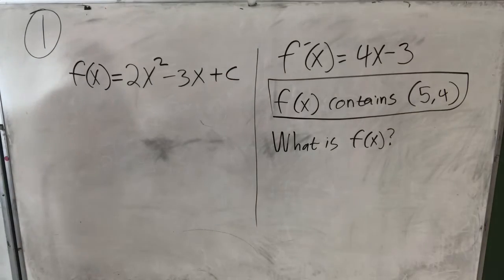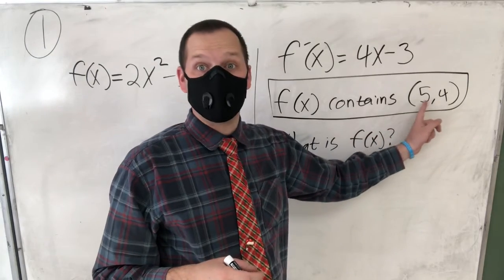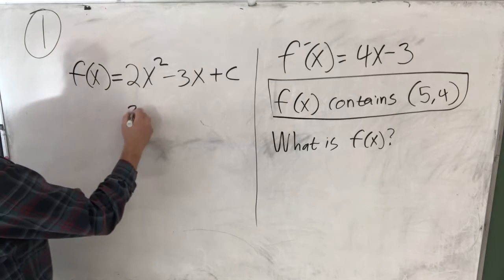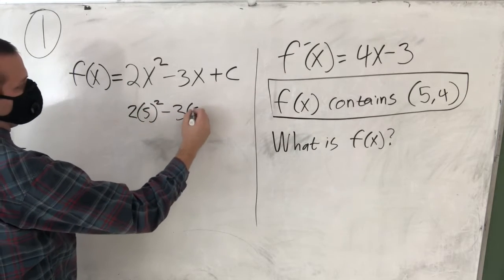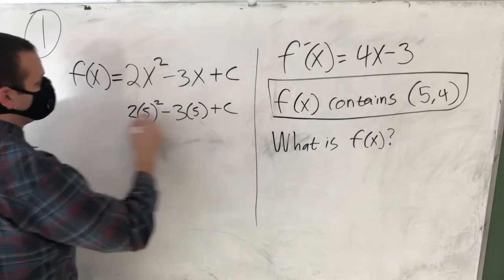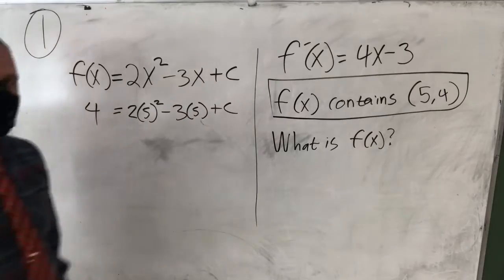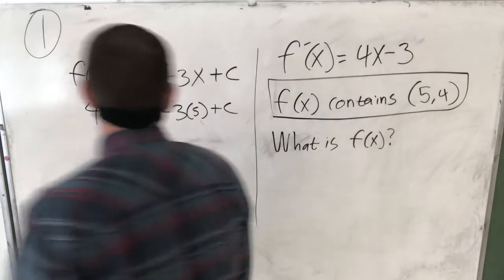Okay. Now is where this point comes in handy. Here we have an x value and a y value. So we take that x value, we plug it in. 2 times 5 squared minus 3 times 5 plus c equals 4. Hey, could we solve this to figure out what c is? Yeah, let's do it. Okay.